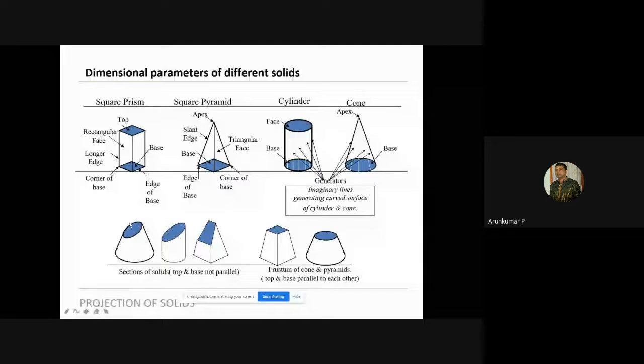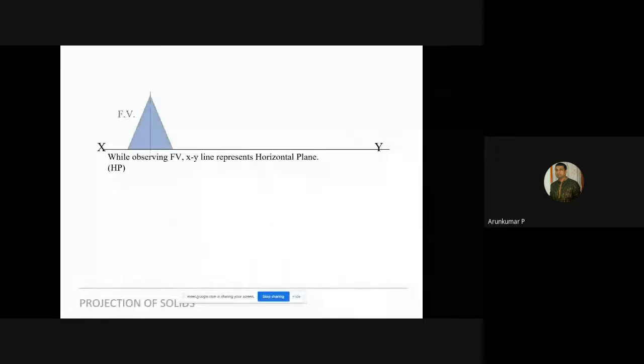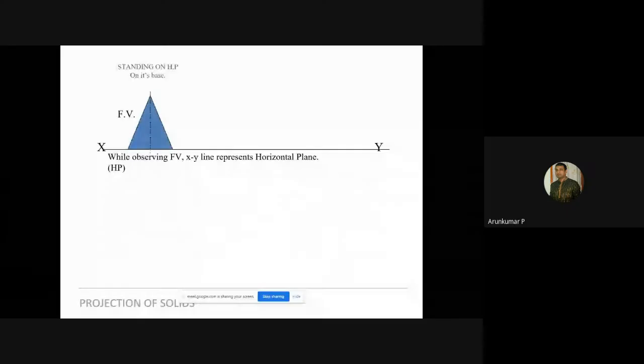Whereas here, if you observe, the cutting plane is not parallel, it is inclined. That is why you see the angle here. In the section of the solids, the top and the base are not parallel. Whereas when the cutting plane is parallel to the base, then you get the top and base parallel to each other. This we'll see later, not necessary now. This is important. This is what I was telling you about the 3 steps.